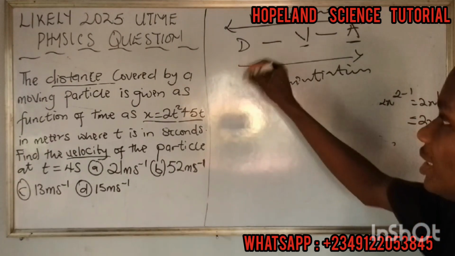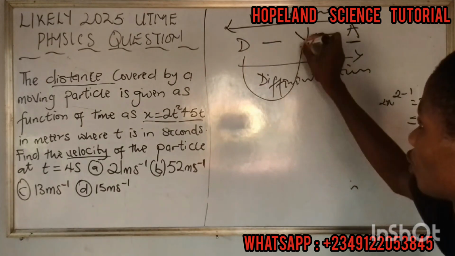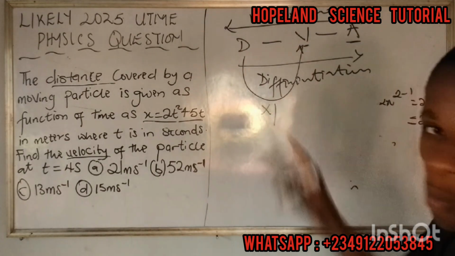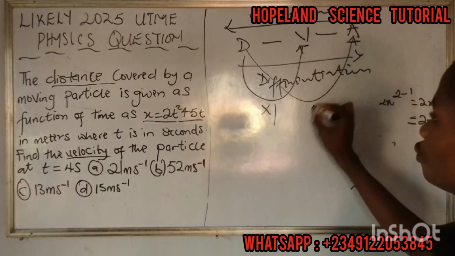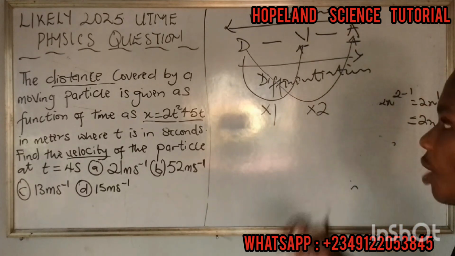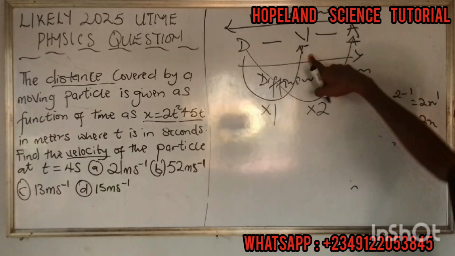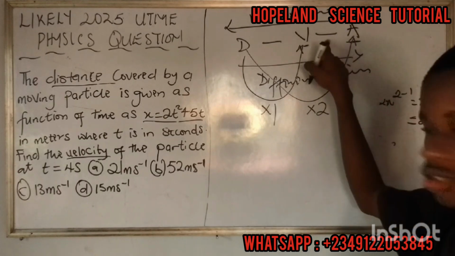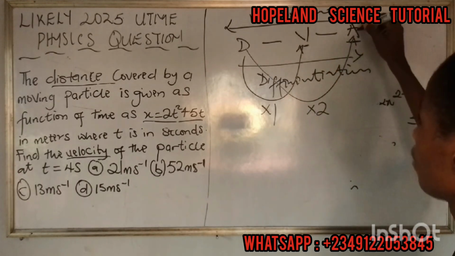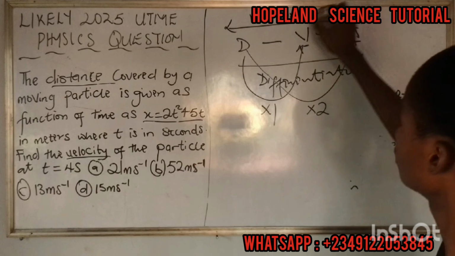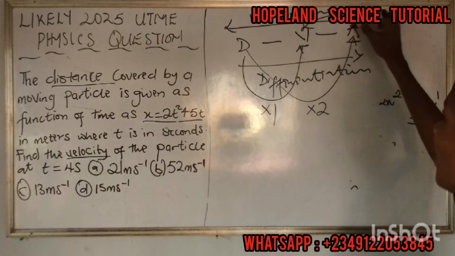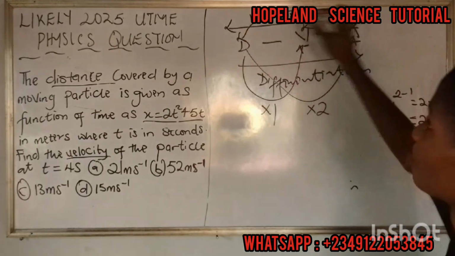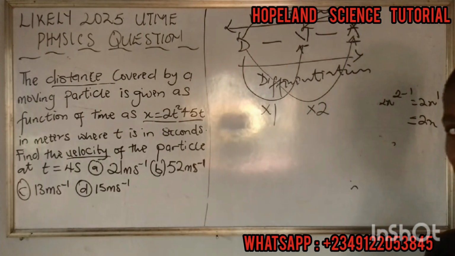So, if I give you distance for you to obtain velocity, you will differentiate once. If I give you distance for you to obtain acceleration, you differentiate two times. Remember, change in displacement gives velocity, then change in velocity gives acceleration. If I give you acceleration to obtain velocity, you integrate once. If I give you acceleration to obtain distance, you integrate two times. Are we together?